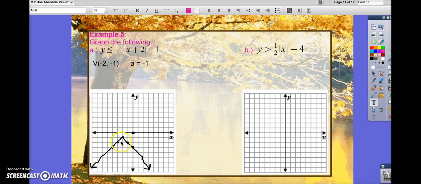Before, like I said, you're going to shade either outside or inside. So we're going to test our point. Test 0, 0. Plug it into the inequality. Be careful when you evaluate an absolute value. You have to remember your rules for it. That's probably the most difficult thing about this, not that it's really difficult, but be mindful of it. Do not get rid of anything with absolute value. Do not change signs or anything. Get it down to a single number. Treat it like a parenthesis before you evaluate it.